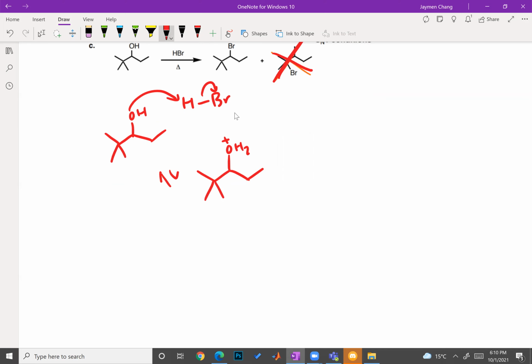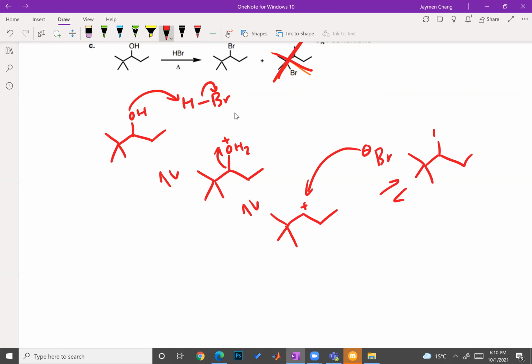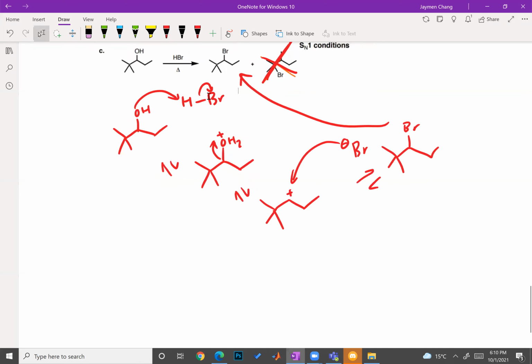Now, if we take a look at this species, we're going to see that OH2 is actually a good leaving group. And when OH2 leaves, we're going to have a positive charge, a carbocation. And when we have a carbocation, the nucleophile now, which is going to be Br minus, can attack, right? And when we do this, we're going to form this bromine product. And that's sort of the simple mechanism of SN1.